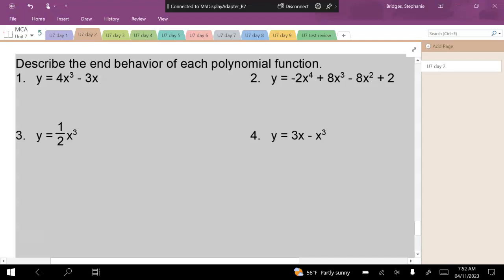We just need to figure out what is the highest degree term. Make sure you look at it in standard form. Or even if you don't turn it to standard form, you need to look individually at each term and figure out which one is the highest degree. That's the one with the highest exponent.